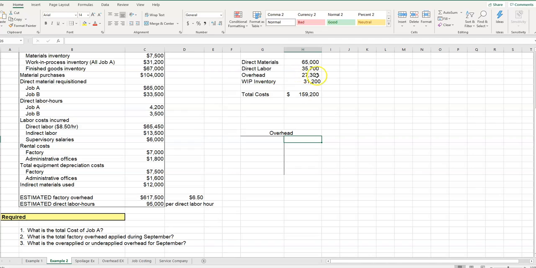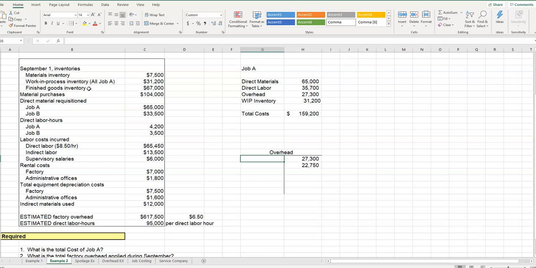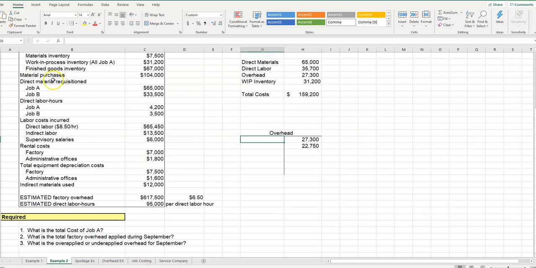So for job A, we had $27,300 in overhead costs. On job B, we had 3,500 hours times $6.50 per hour is our allocation for job B. Now we need to record our actual overhead costs so we can determine if we are over applied or under applied. So we'll look at all of these amounts over here and try to determine what we need to put in inventory.